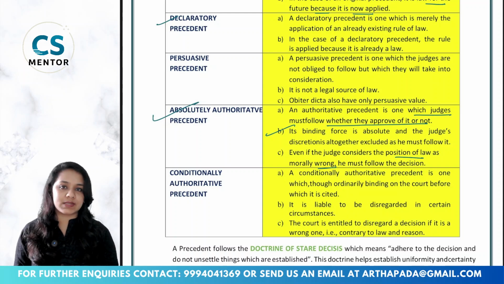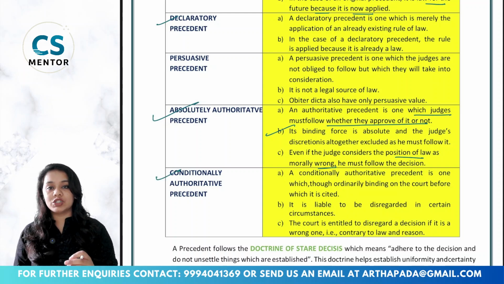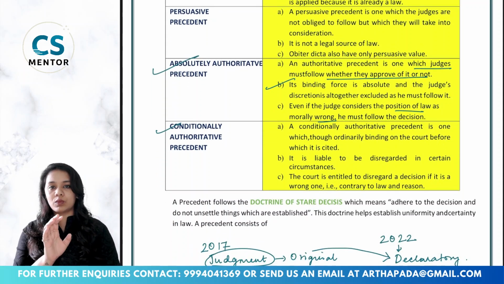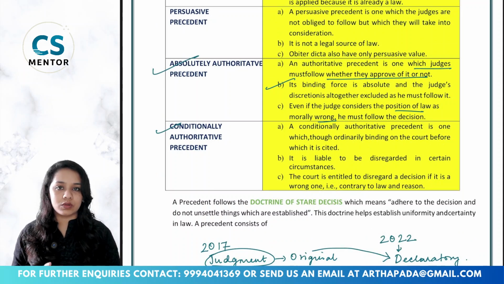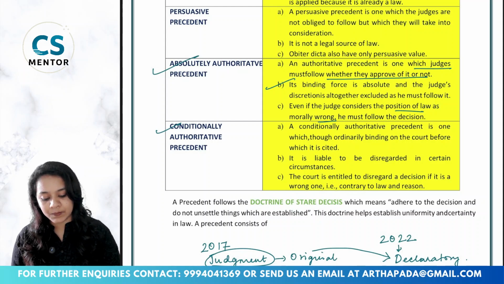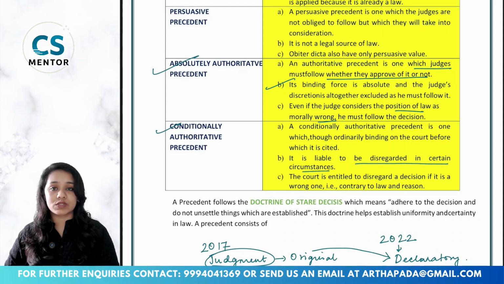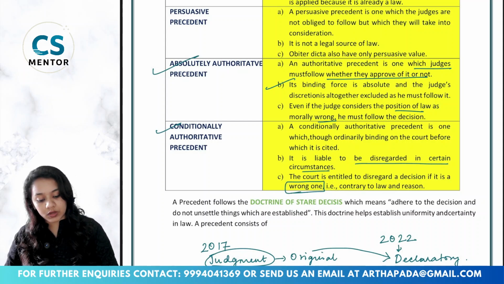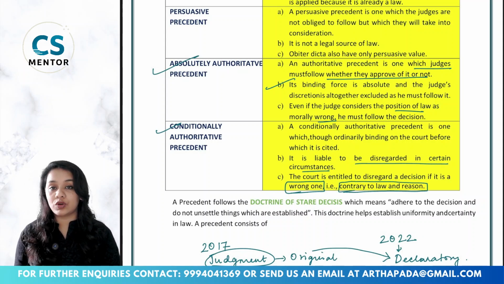But then the law always has exceptions, and as a result we have conditionally authoritative precedents. Now, with conditionally authoritative precedents, you need to understand that all precedents are binding on the lower courts, it's compulsory. But sometimes in some cases, precedents can be disregarded in certain circumstances. What are those circumstances? If the judgment was a wrong one, if it was completely contrary to law and reason, then we can ignore such a decision. But that is not up to you and me. That is usually followed as a process of court or of law.